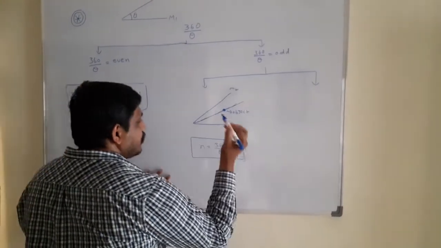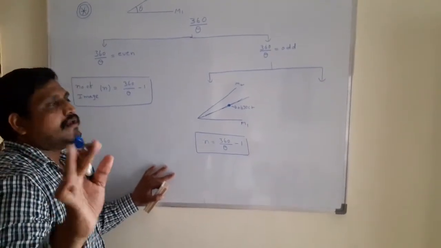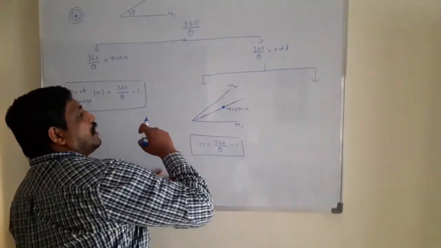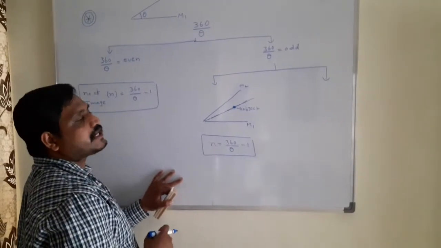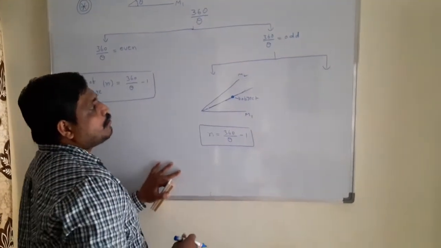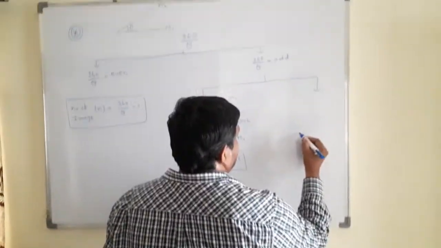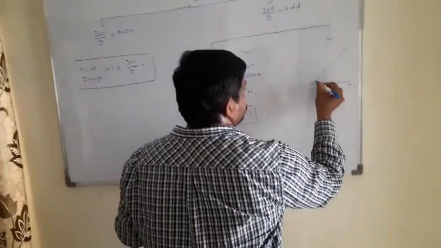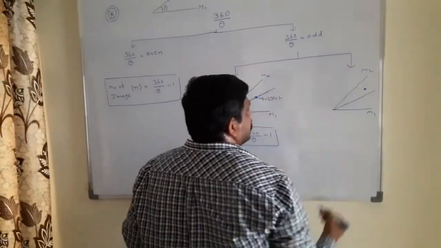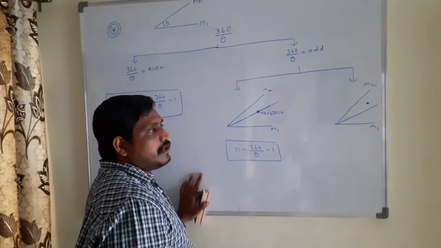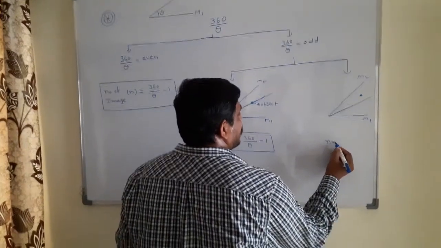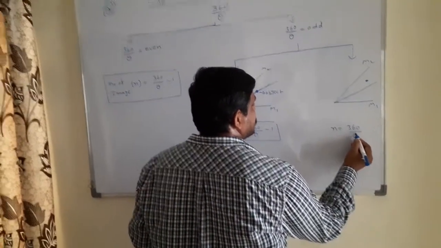Once again I repeat now. 360 by theta is odd. In this situation, if the object is placed on the symmetrical line, or on the bisector of the two mirrors, the number of images is 360 by theta minus 1. In the other case, this is the first mirror M1, this is the second mirror M2, and this is the bisector. The object is not placed on the bisector. This condition is called the asymmetric condition. In this situation, the number of images is 360 by theta.